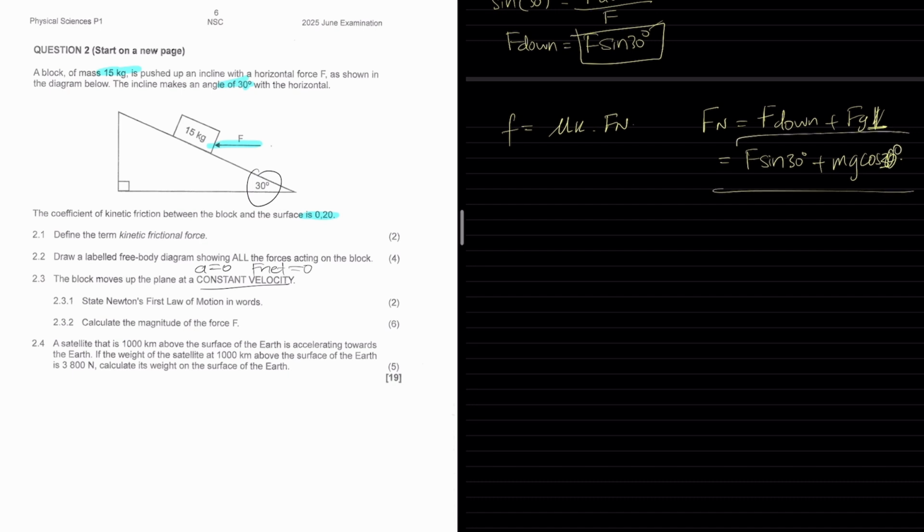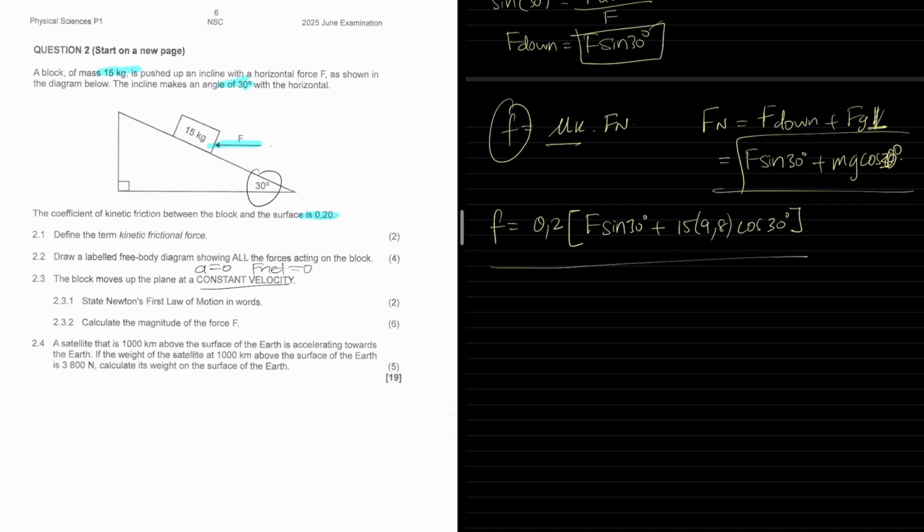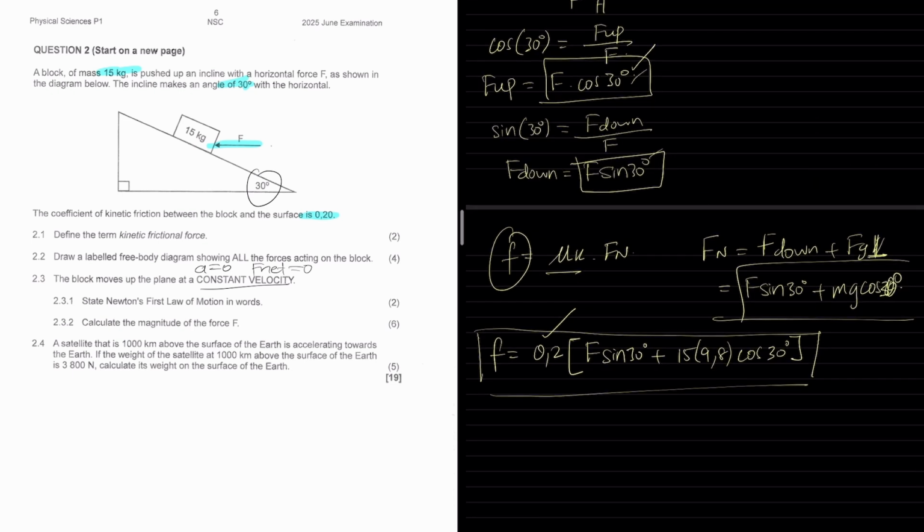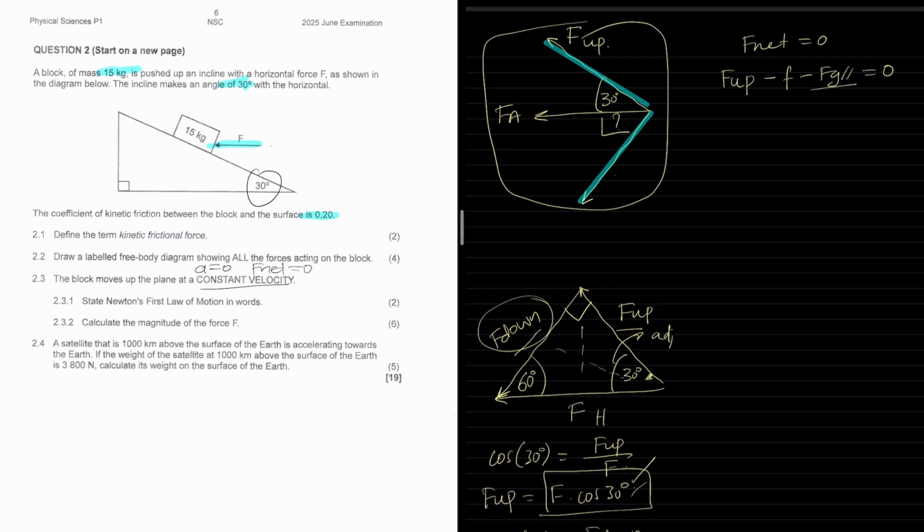Right? So that means we can take this and calculate F. So F is going to equal, well, mu k they gave us as 0.2. So 0.2 into F sine 30 plus, the mass was 15, so 15 times 9,8 times cos of 30. And this is going to be the friction value. So we have the friction, we have F up, and the only thing we don't have, we can work out is Fg parallel. So we'll take all of that, we'll substitute it, and then we can solve for F.